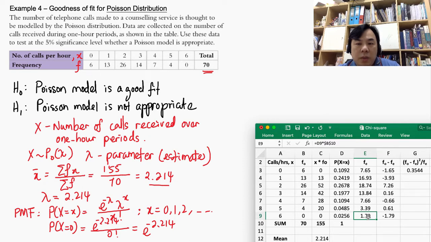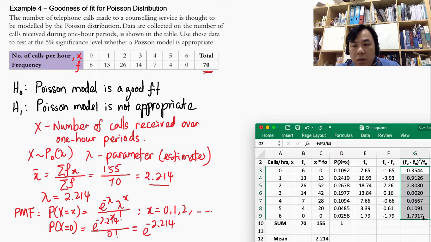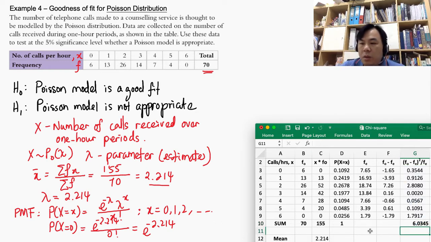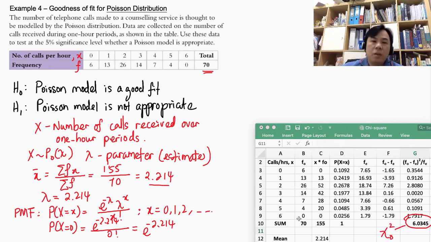Okay, so once you are done with that, all we need to do is go through the same procedure, obtain the difference, and then calculate each individual chi-square. And then finally, we should be able to obtain the observed chi-square. So here I'm going to sum up all of this. So the observed chi-square for this context is given by this, which is 6.03. So we're going to use this and compare that to the critical chi-square value.